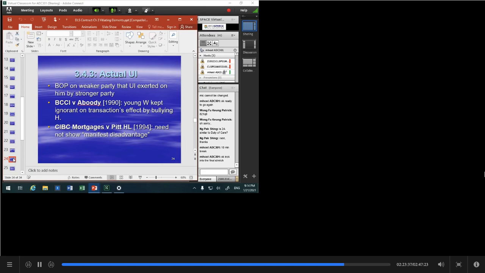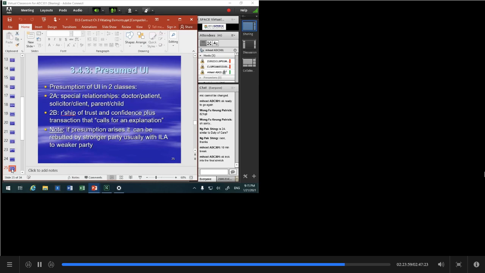And so a much more common type of undue influence that's pleaded is presumed undue influence. You have to appreciate there are two types of presumed undue influence depending on the type of relationship. If you're in a Class 2A relationship, which is on the screen, doctor-patient, solicitor-client, parent-child, then the presumption automatically arises. Does that mean there is undue influence? No, it just is presumed, but it's a rebuttable presumption.